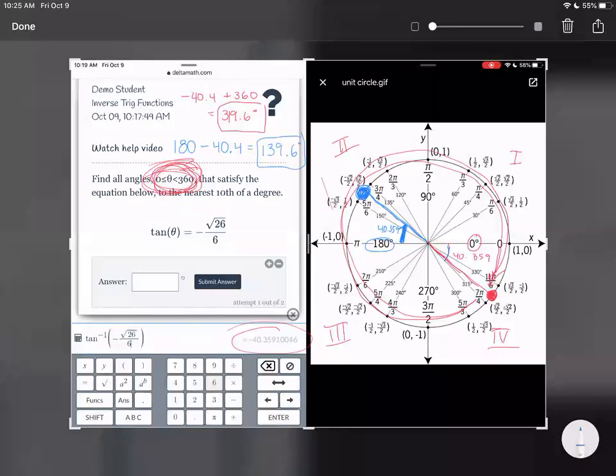So this would be your other answer. So once again, I got that because we know that this blue angle right over here is 40.359, aka 40.4. And then we know that we're comparing it to the 180 over here. So you do the 180, you go backwards 40.4. So 180 minus 40.4, and you get 139.6.